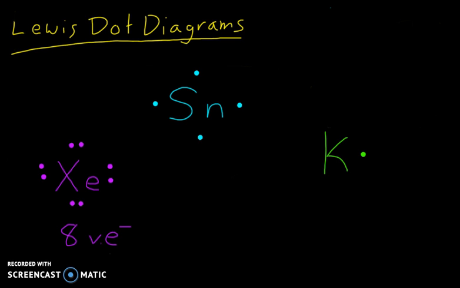that we have 4 valence electrons in tin, and that we have 1 valence electron in potassium. And that's all we need to do for Lewis dot diagrams.